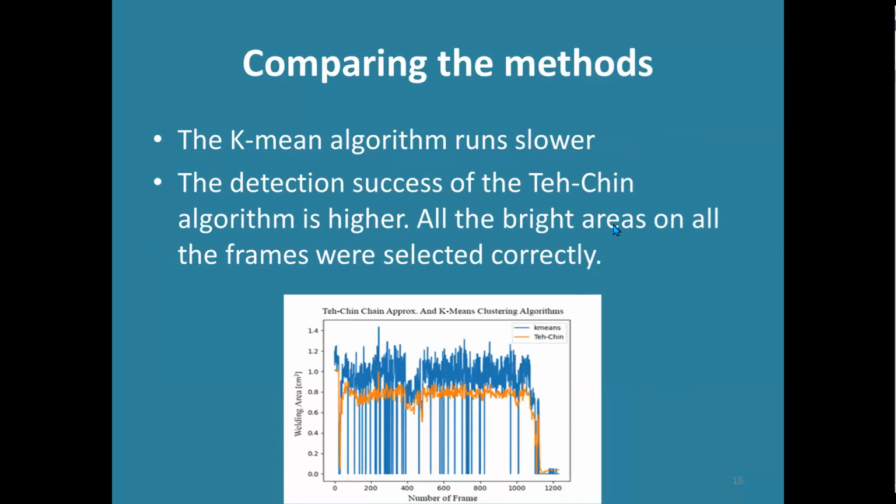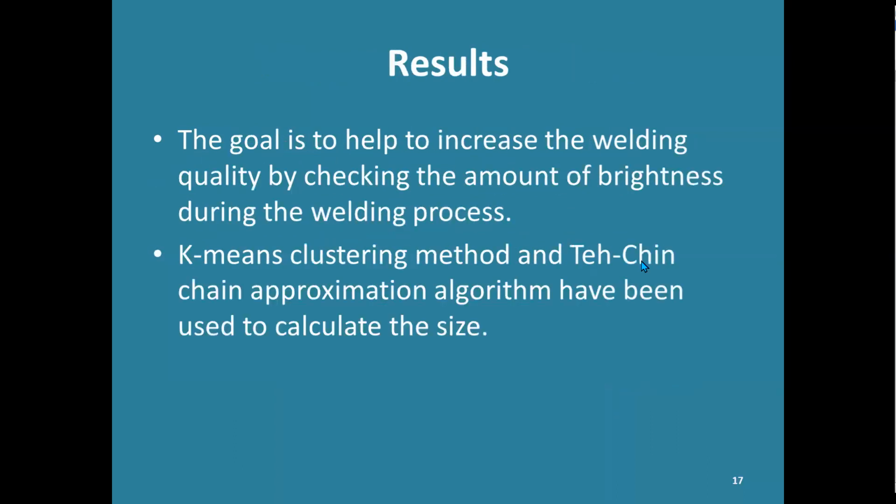The detection success of Techin was higher. All red areas on the frames were selected correctly by using the Techin chain algorithm. So the results: the goal of this work was to help increase the welding quality by checking the amount of brightness during the welding process.